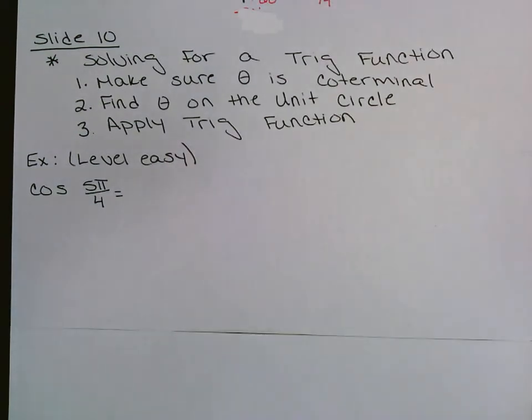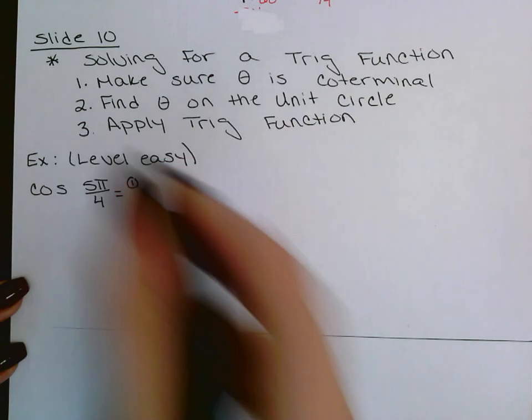So the first set of questions, I'm going to call them level easy. The reason why I call them level easy is because they are already going to be coterminal, meaning you get to skip step 1, okay? When I do the next set of questions, they'll be level hard, and that's because they won't be coterminal, and we'll have to take that additional step 1. All right? So, first question.